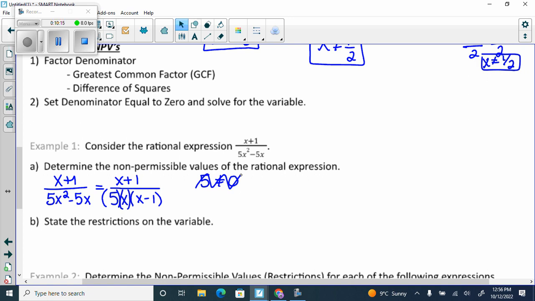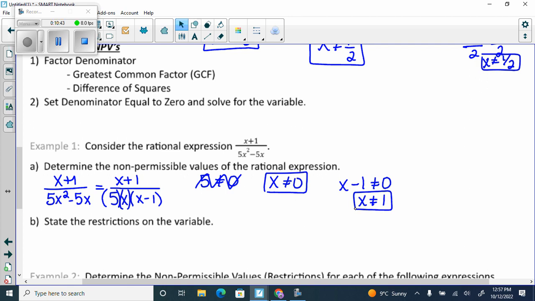Then I have 2 brackets that have variables in them. And those will each result in a non-permissible value. Okay? So my first one is just x. So x can't equal 0. True statement. Put a bracket around it. Then the next one is x minus 1 can't equal 0. So x can't equal 1. That's my other one.